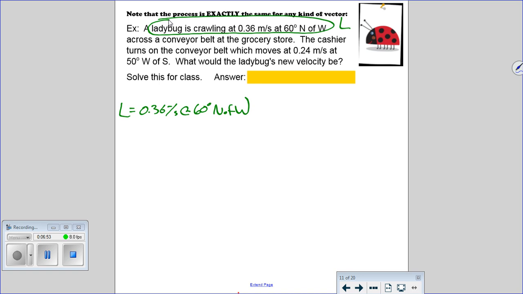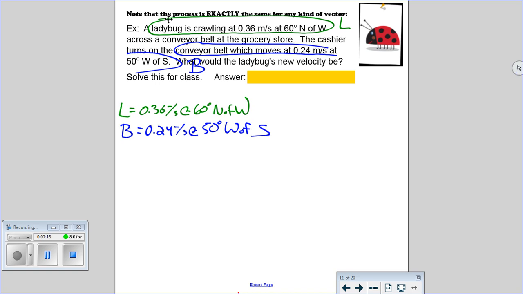The cashier turns on the conveyor belt, which moves at that speed at that angle. So let's give that vector a name. How about vector B, as in belt? So that is 0.24 meters per second at 50 degrees west of south. Who wrote this problem?